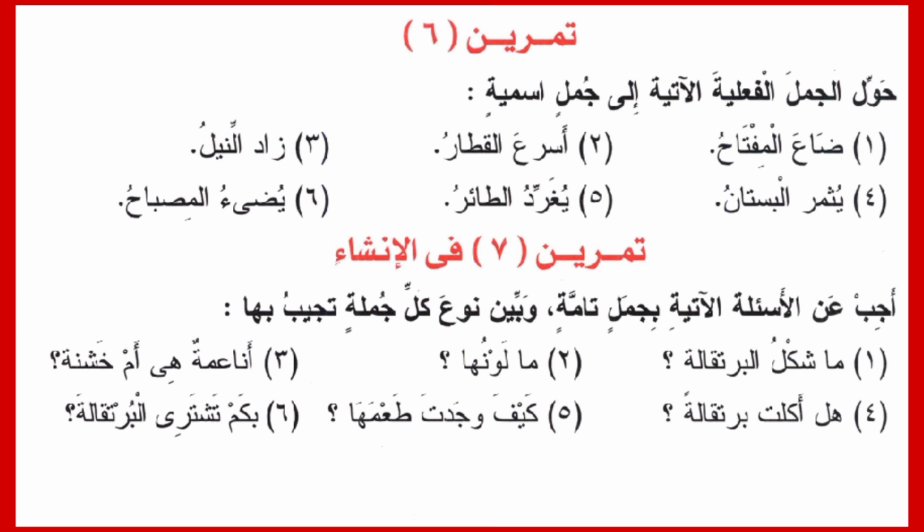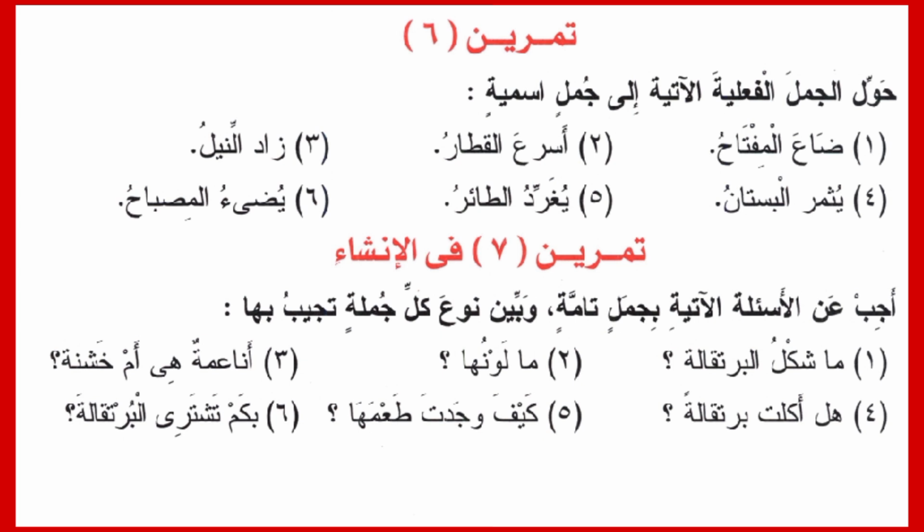The next we see ana'imatun hiya am khashnatun. Is it soft or coarse? Is it smooth or coarse? I can simply say hiya na'imatun. It is soft. It is fresh and smooth. So we can see this is also jumlatun ismiya. Number four, we have hal akalta burtaqala. Have you eaten orange? I can simply say naam akaltu burtaqala. I ate an orange. What this means is this is also a jumlatun fa'iliyya, a verbal sentence.